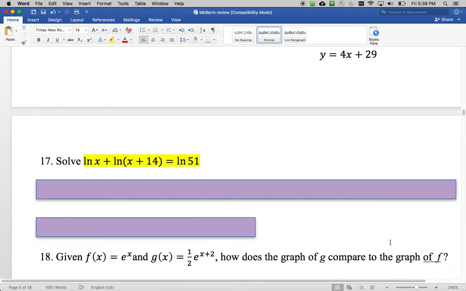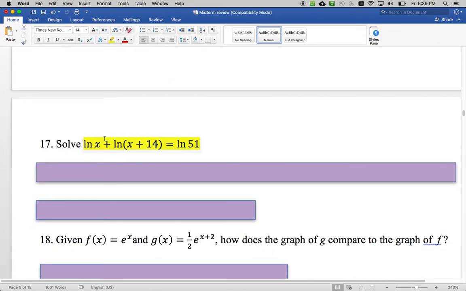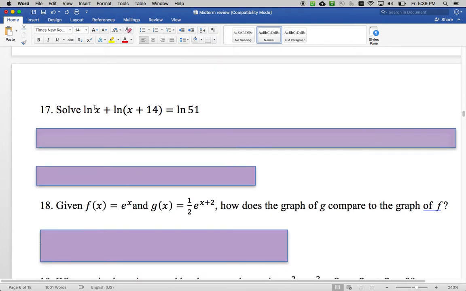All right, for number 17, I highlighted this in yellow because there was a typo on the review, and I fixed it in the video review. Okay, so go ahead and fix this. It should be natural log of x plus natural log of x plus 14 equals natural log of 51. Okay, now I know some of you say, hey, you've got natural logs everywhere.